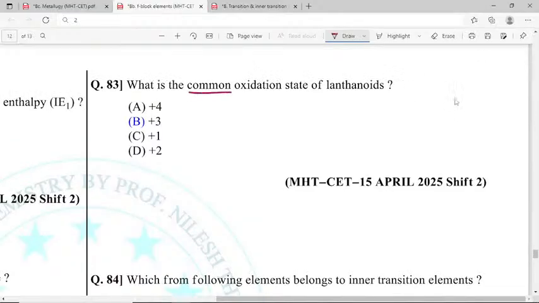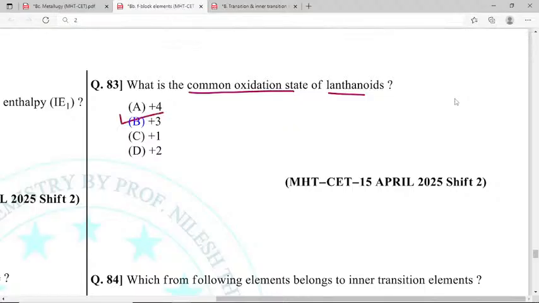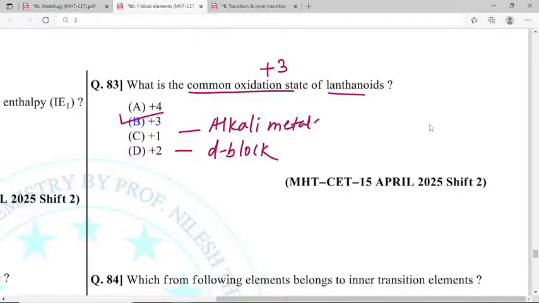What is the common oxidation state of lanthanoids? The common oxidation state of lanthanoids is always +3. And +2 is for D block elements, and +1 is for alkali metals. Always remember, alkali metals +1, D block +2, and +2 also for alkaline earth metals.